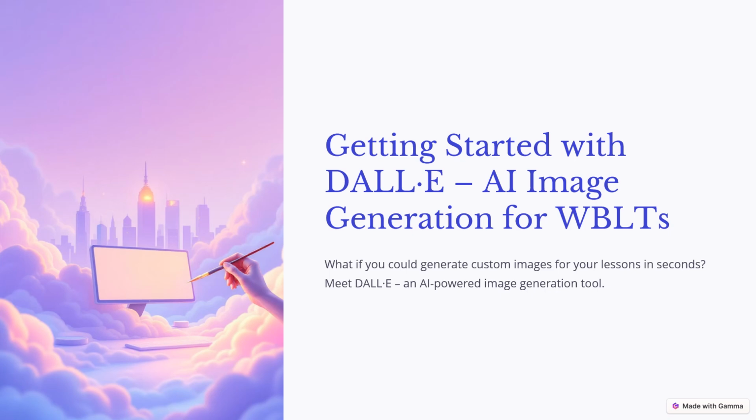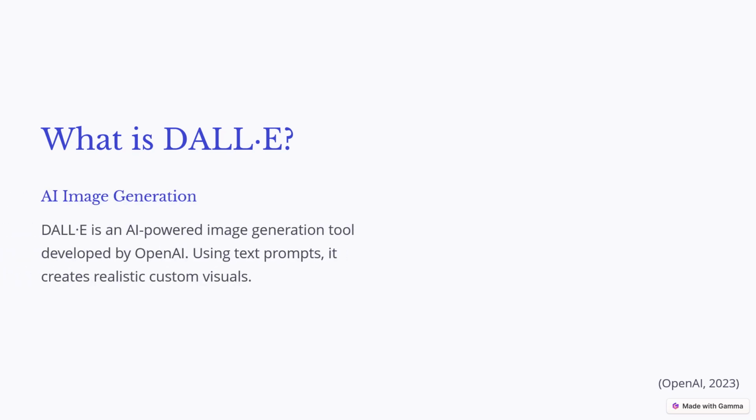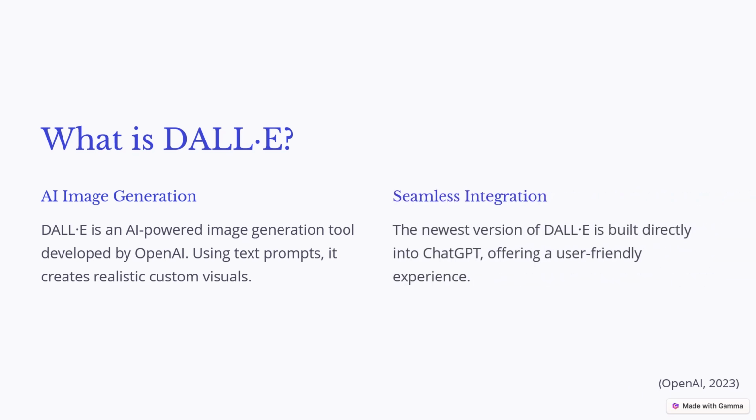In this video, we'll do a brief overview of DALL-E, which is an AI image generator, and talk about how it could be helpful with our web-based learning tools. So DALL-E creates an AI-generated image based on a text prompt that you give it. It is owned by OpenAI and is now built directly into ChatGPT, so it tends to be quite user-friendly as teachers and students alike become more and more familiar with the ChatGPT interface and environment.